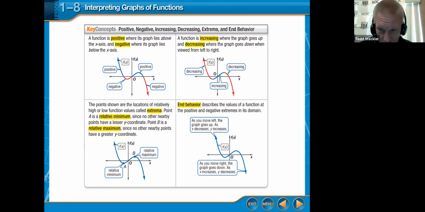And the last concept here is end behavior. End behavior is talking about the graph on the far right and the far left. So this blue graph on the far right, the end behavior is going down, because as we move to the far right, the graph is going down. There's an arrow that's pointing down. And on the far left, the graph is going up, because as we move to the far left, it looks like this arrow is shooting up.